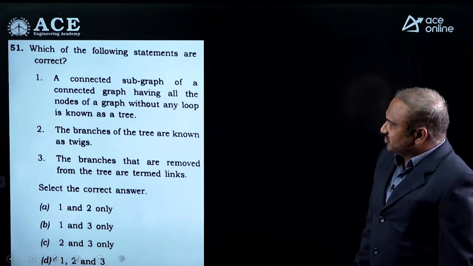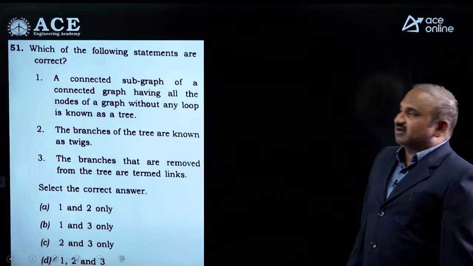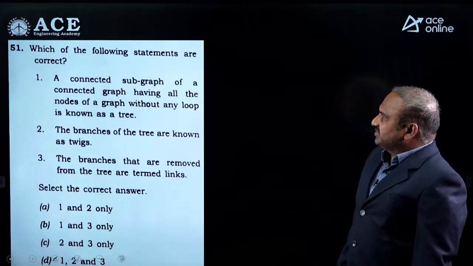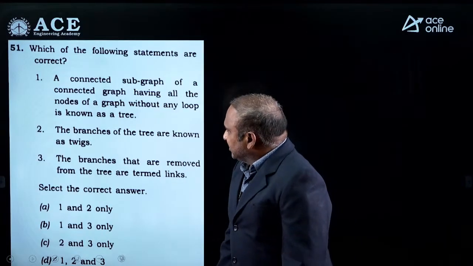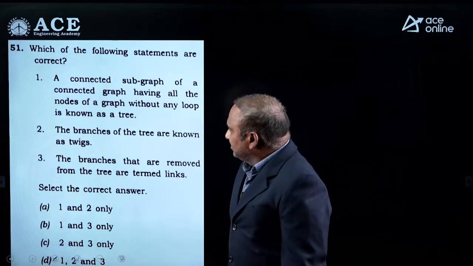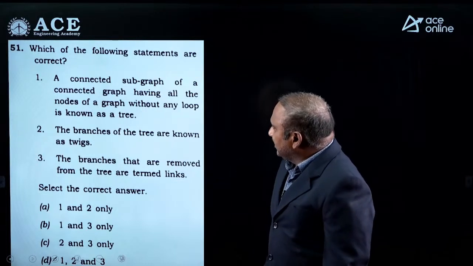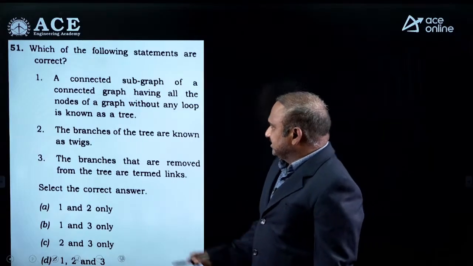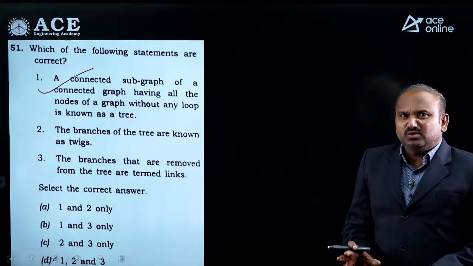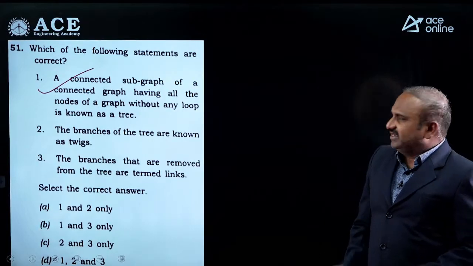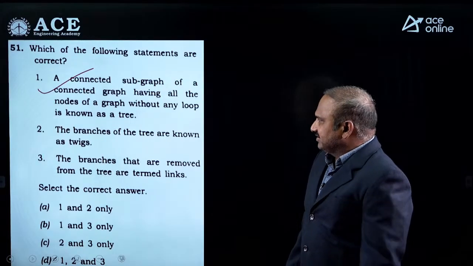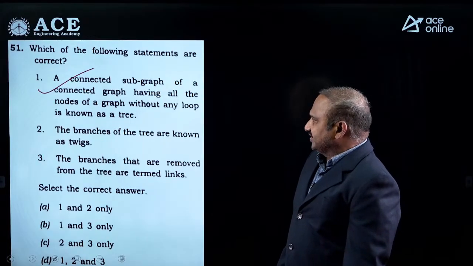And this is the question. Next, one more is given under graph theory. Which of the following statements are correct? First statement: a connected subgraph of a connected graph having all the nodes of the graph without any loop is a tree. Tree is nothing but it has all the nodes but there is no closed path. That's why it is the correct statement. And the second one, the branches of a tree are known as twigs.